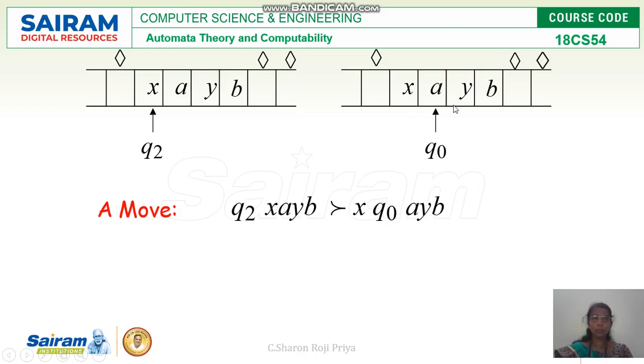This is one more example. My read write head is pointing to the symbol A. How to write the ID of your Turing machine? Check the symbol before the read write head. Before the read write head, you have X. So first you write X, then the state Q0, and then write the symbol pointed to by your read write head, which is A. And next are the remaining symbols Y, B. This is how you are supposed to write the instantaneous description.